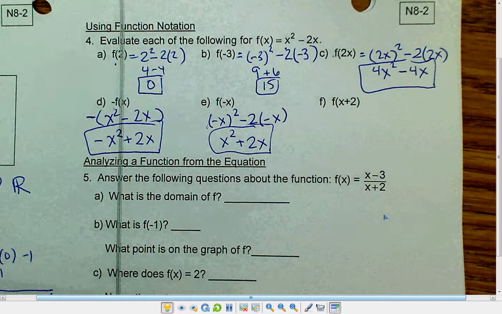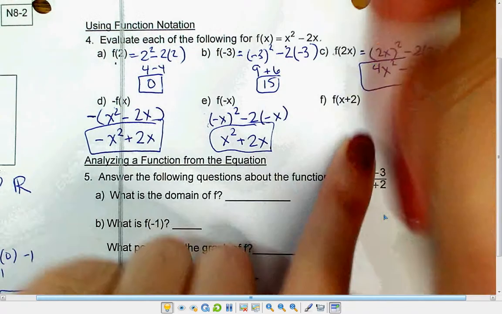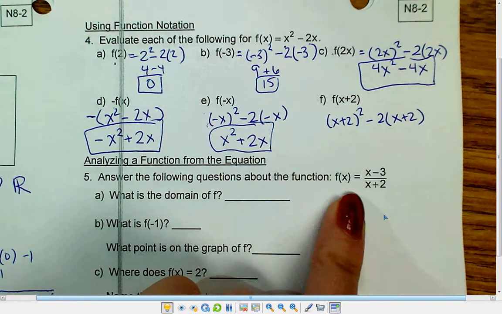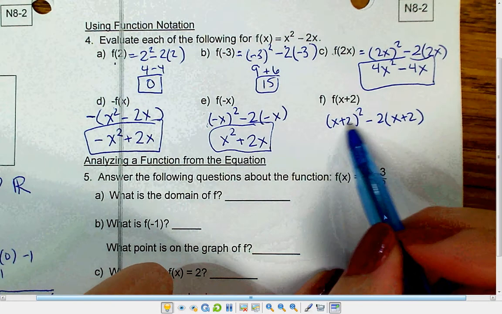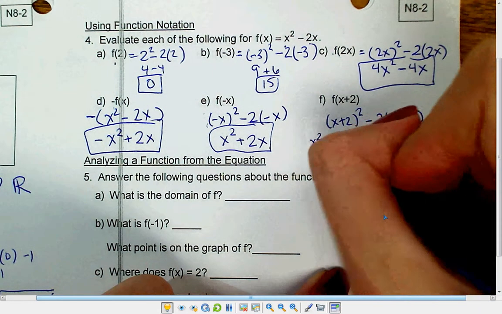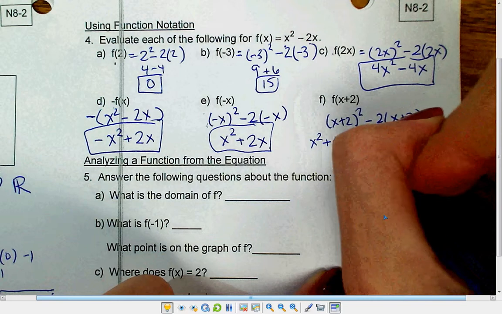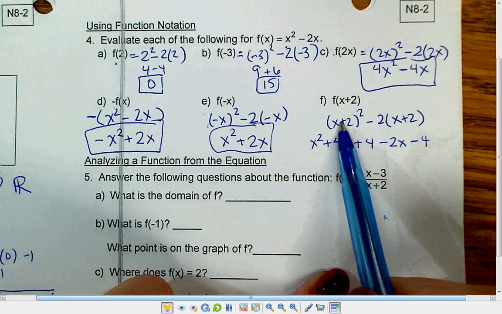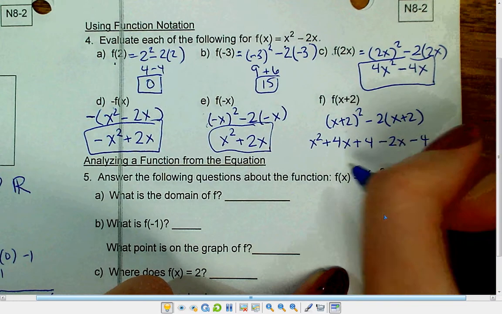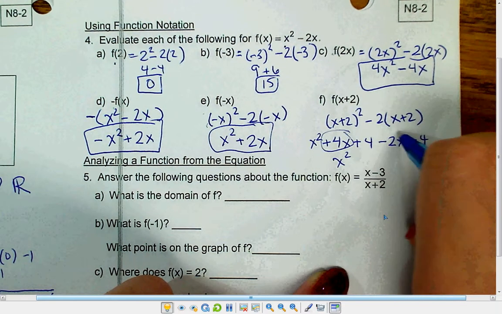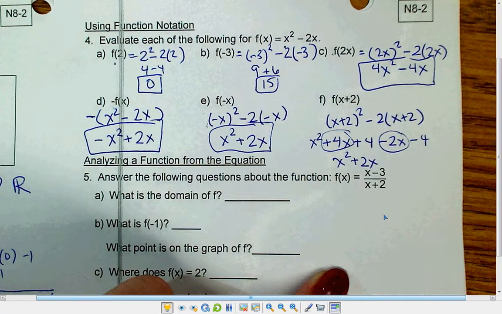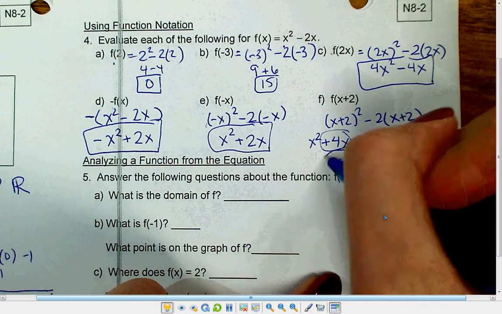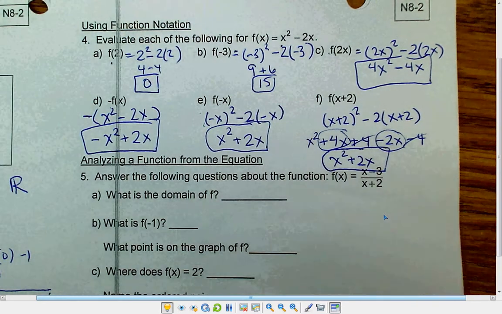And finally, for this last one, now we're plugging in x plus 2 for x. So we have x plus 2 squared minus 2 times x plus 2. So this one is a little bit trickier because we're going to have to FOIL this one out. We have x squared plus 4x plus 4 minus 2x minus 4. So I just multiply this all out. Combine like terms, so we have x squared, 4x and negative 2x give you positive 2x, and this 4 and the minus 4 cancel each other out. So this is my answer for F.